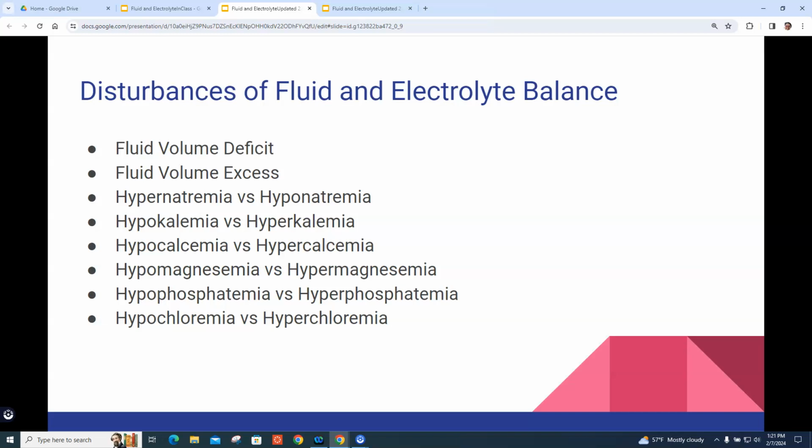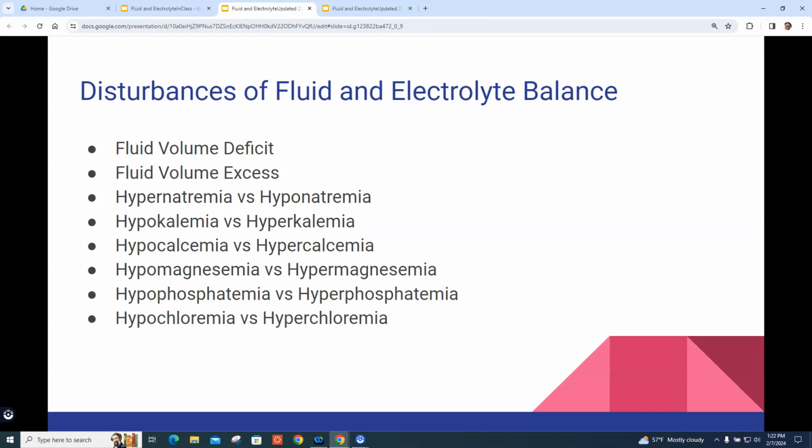Hypocalcemia and hypercalcemia is pertaining to calcium. Hypomagnesemia and hypermagnesemia are pertaining to magnesium. Then hypophosphatemia and hyperphosphatemia is for your phosphate. And then hypochloremia and hyperchloremia is your chloride. You will want to know what these imbalances are, and what levels mean they are in that imbalance.